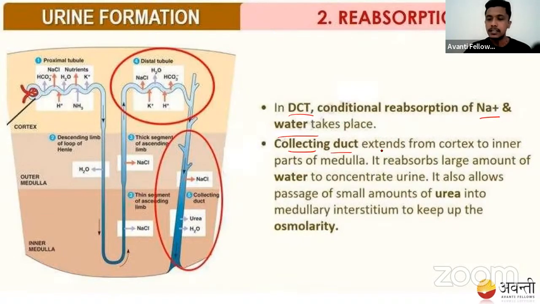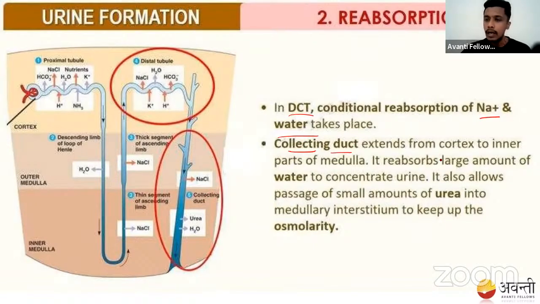Collecting ducts extend from the cortex into the medullary regions of the kidney. Finally, collectively they connect to your renal pelvis, and then it is connected to the ureters. Okay, so what do collecting ducts do when they are near the medullary and the cortical regions?